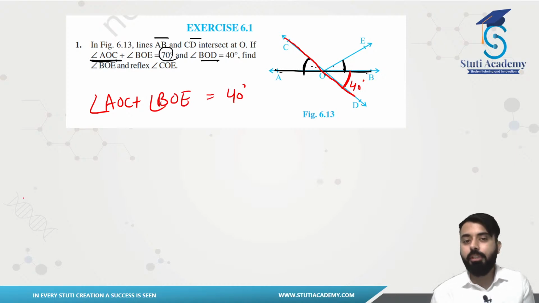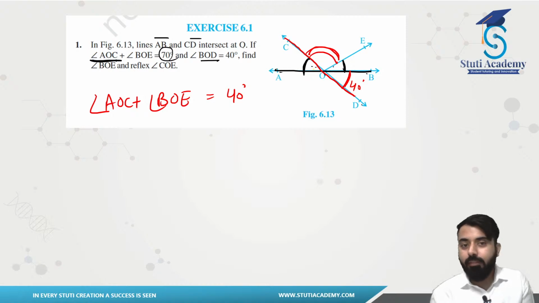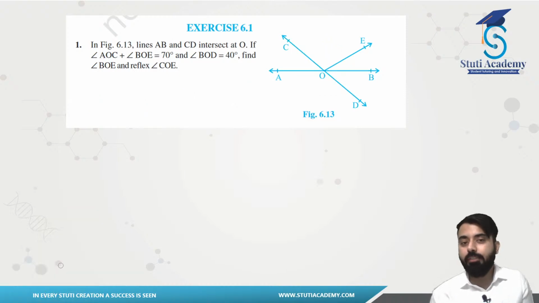Now we have to find out angle BOE, that means this angle right here, we have to calculate this one, and reflex angle COE. Now reflex COE, what will that be? COE reflex, that means this complete angle. We have to find this angle right here, and we have been given each and everything. Now I'm going to erase this one. Let's write given first. I have been given that angle AOC plus angle BOE is equal to 70 degrees.